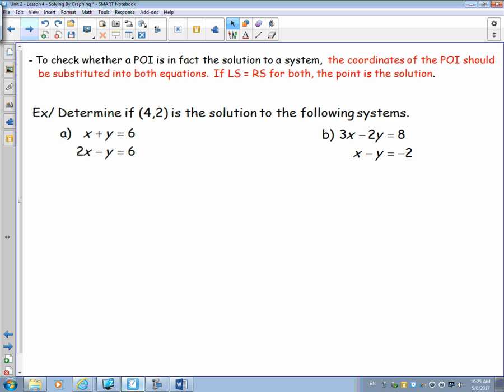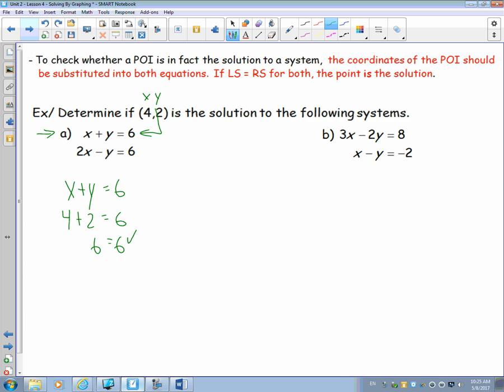Okay. Sometimes you want to check to see if you're doing this right. The way to check goes back to how we learned to solve equations algebraically. We take the point of intersection and we put it into our equations. If it makes the equation work, it's the point. If it doesn't, it's not. So if we look at the first example here, I have the point 4, 2. And I want to know if it's the solution or not. Well, if I substitute it in for the x's and y's, x plus y is supposed to be 6. If x is 4 and y is 2, then sure enough, 6 is 6. It seems like it's working.